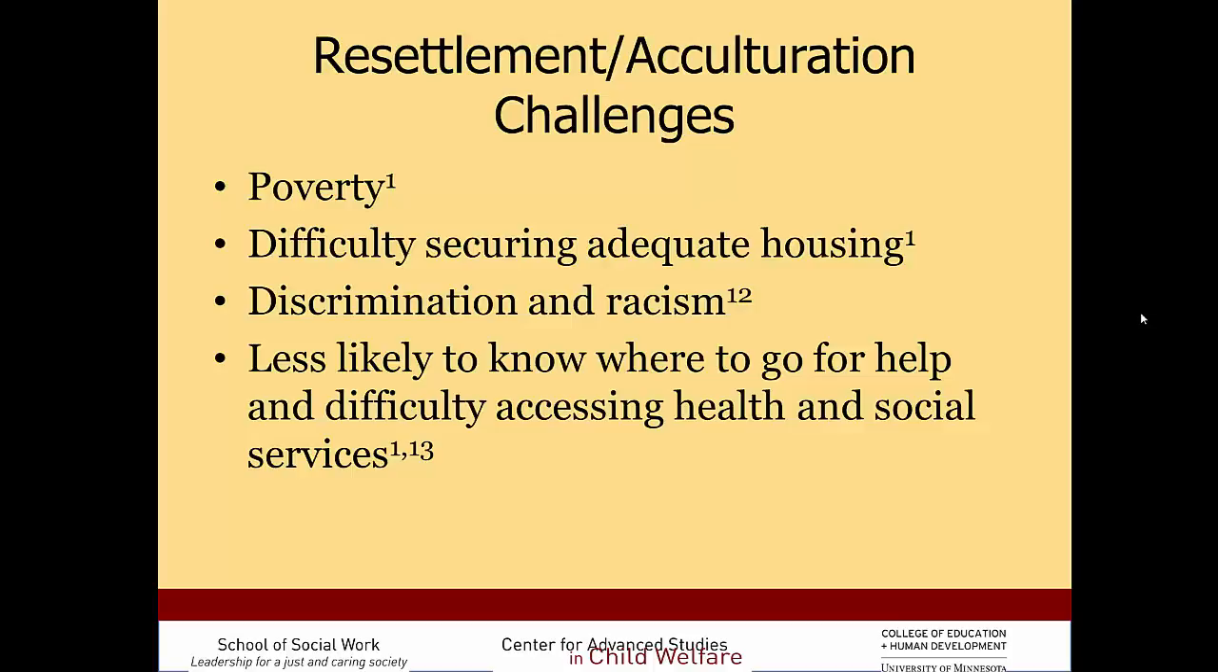Other resettlement challenges facing families from refugee backgrounds include poverty, difficulty securing adequate housing, and discrimination and racism. Although immigrant and refugee families face these risk factors related to poverty, lack of health care, and family problems, they also face systematic barriers to accessing the services that they need to address these problems before they reach a crisis. In other words, they are less likely to know where to go for help. And they face barriers to accessing health and social services when needed.